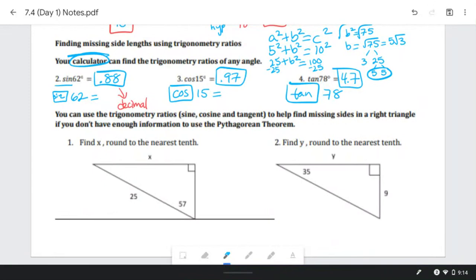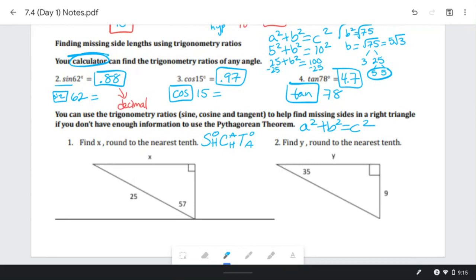All right, for the last portion of this, you can use the trigonometry ratios, sine, cosine, and tangent to help find the missing sides in a right triangle if you don't have enough information to use the Pythagorean theorem. So remember, the Pythagorean theorem is a squared plus b squared equals c squared. But in this case, we don't have enough information to use it. So we're going to have to use sine, tangent, and cosine to help us figure out what the missing side is. So you will be using SOHCAHTOA to help you out.